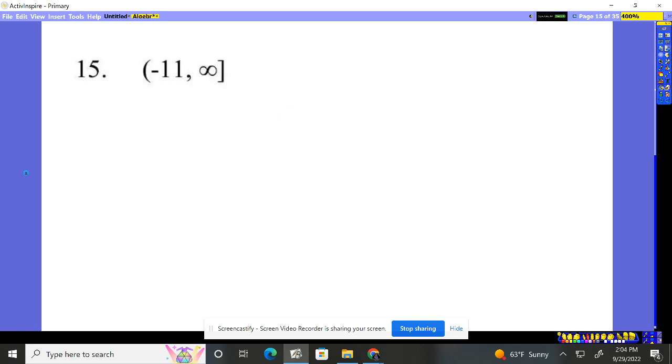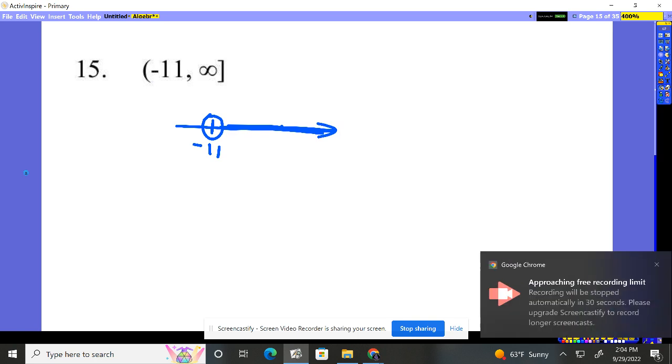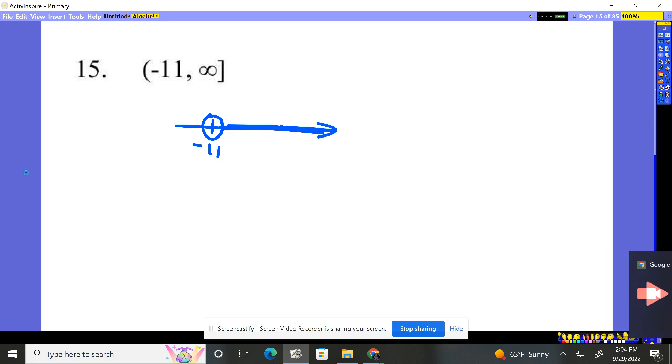This goes from -11 to infinity. So on a number line, she's at -11. And then it goes all the way this way forever. Time's running out. So it is going from -11 to the right. So it's every X bigger than -11.